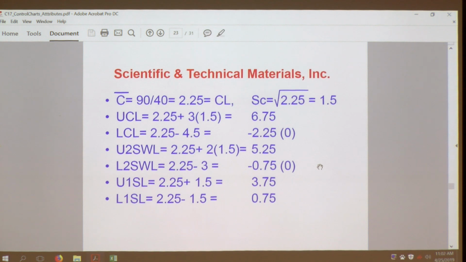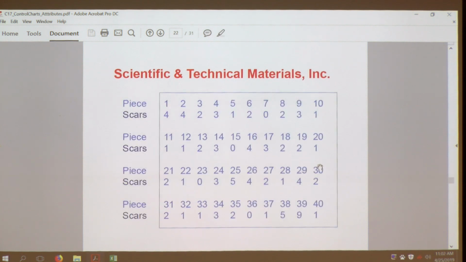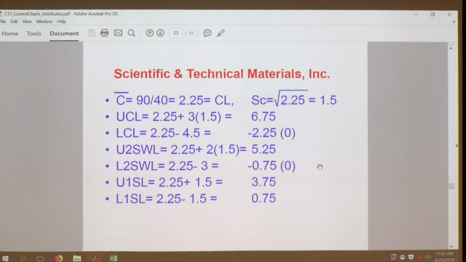So how did we get 90? 90 is actually this row, and this row, and this row. All the scars, you add them together. It's the number of scars. And then the total pieces you have is 40. So that's why 90 divided by 40 is 2.25, which is the center line.